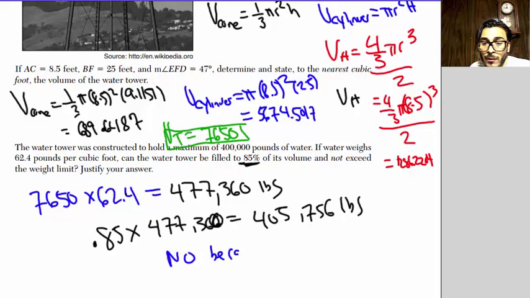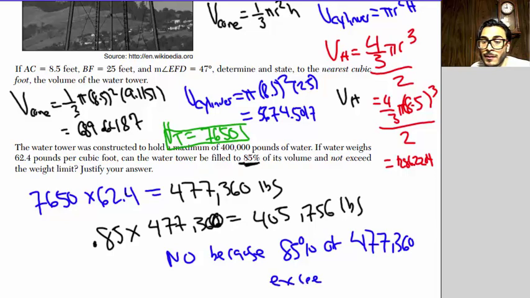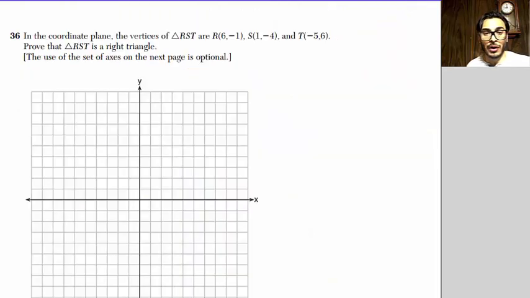No, because 85% of 477,360 exceeds 400,000. All right, let's move on to the last one. We've made it to the last one.